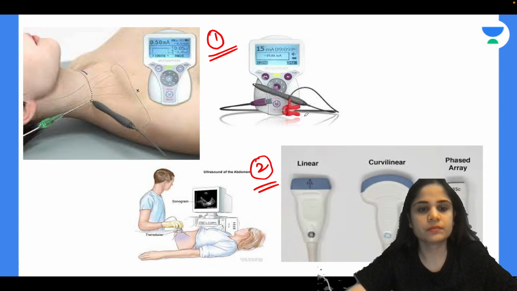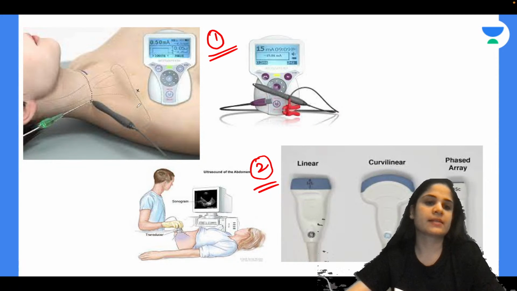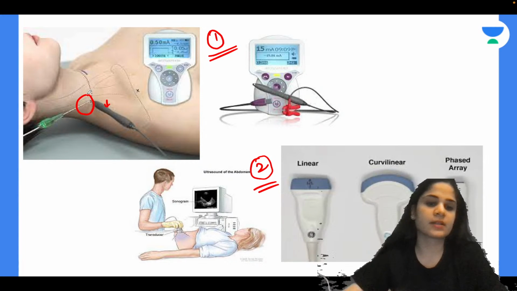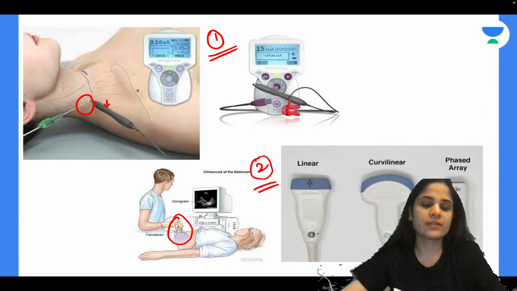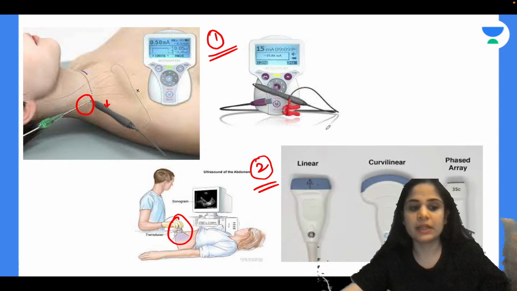Anyone? You can see the first instrument is being used to locate the brachial plexus. Can you see? With this pen you are locating the brachial plexus. With this needle you are inserting where you have located the brachial plexus. And this one is very obvious. This is an ultrasound machine. Yes, very good. No, staphylococcus, your answer is incorrect. But Swapnil, your answer is correct.